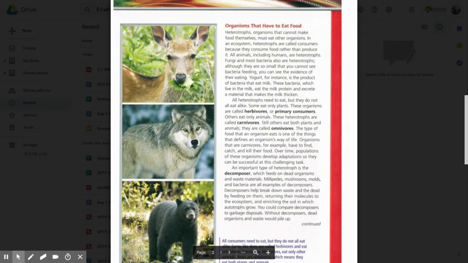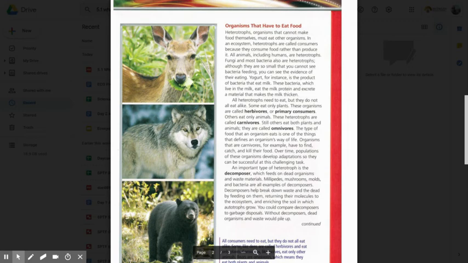Although they are so small that you cannot see bacteria feeding, you can see the evidence of their feeding. Yogurt, for instance, is a product of bacteria that eat milk. These bacteria, which live in milk, eat the milk protein and excrete a material that makes the milk thicken.